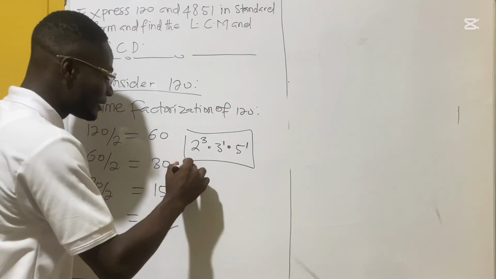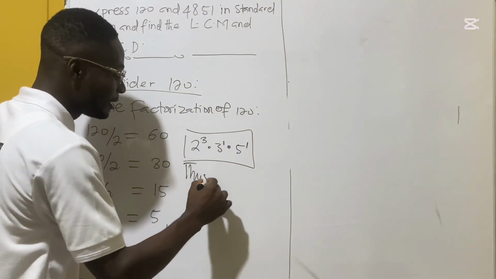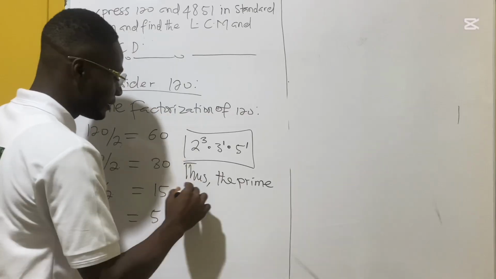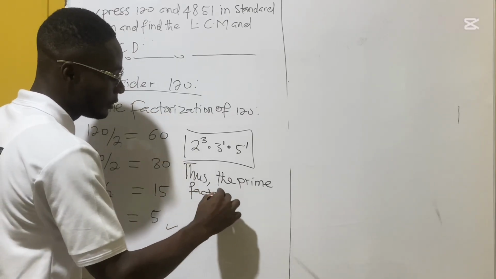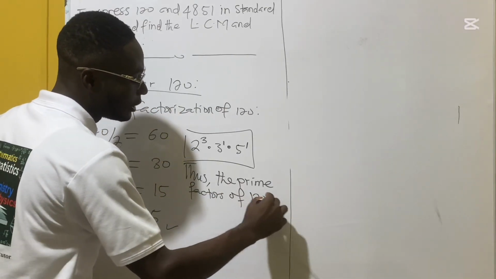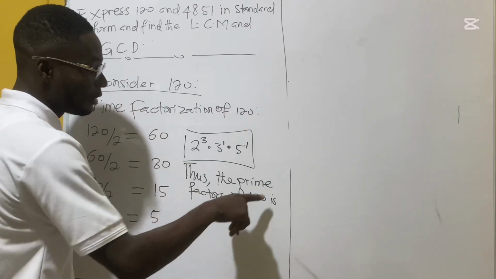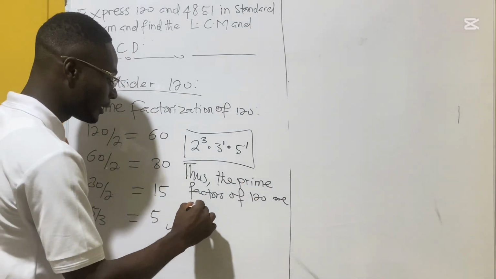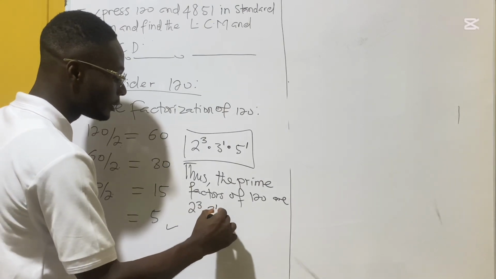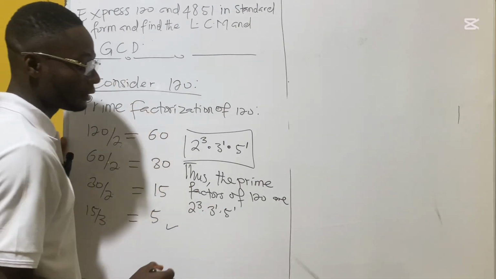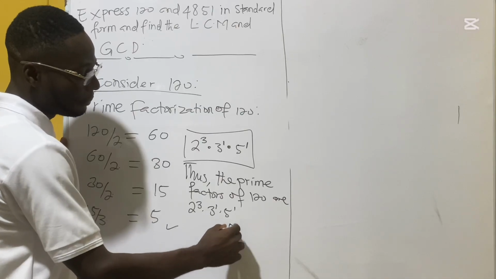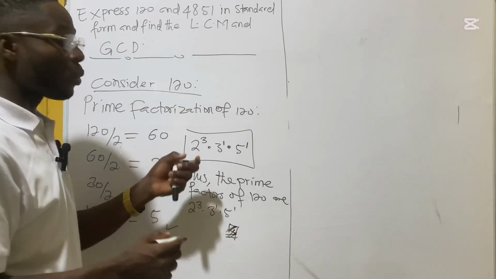So the prime factors of 120 are 2 power 3 times 3 power 1 times 5 power 1. So this becomes the prime factorization for 120.